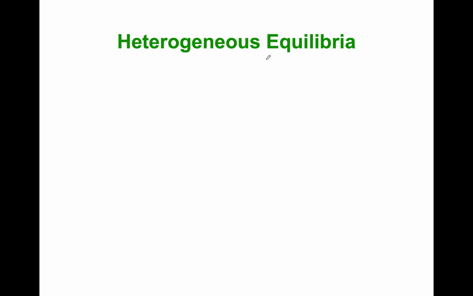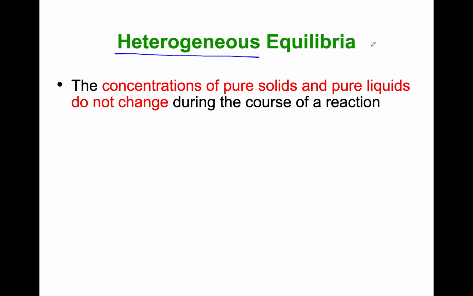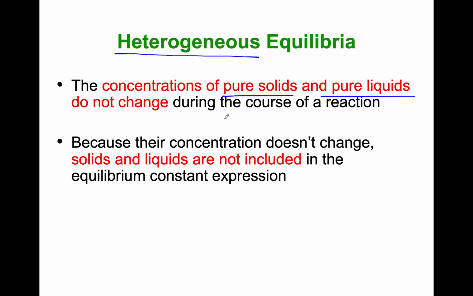So now let's expand. We've talked about we're just looking at gases. Well, heterogeneous is commenting on the different phases. Okay, so if we have different phases present in equilibrium, we treat those differently. So the concentrations of pure solids and pure liquids do not change. Okay, so if you have water, that's pure water. You don't have a concentration of water. So it doesn't change. So solids and liquids are not included in the K expression. Okay, we take those out in that expression.